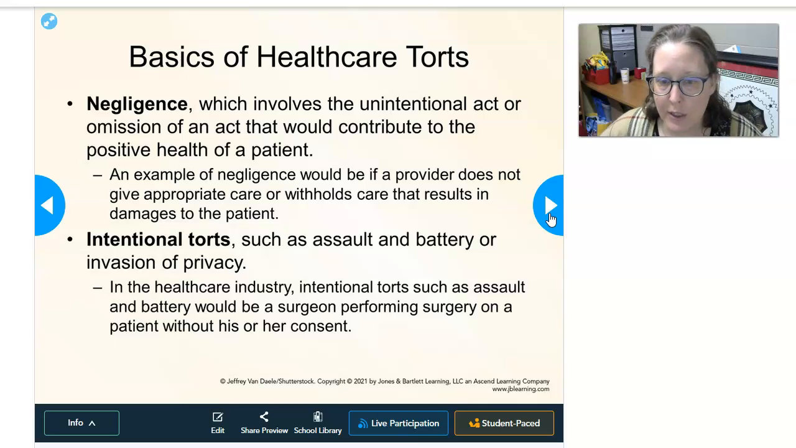In the healthcare industry, an intentional tort such as assault and battery, for example, would be our example of a surgeon performing surgery on a patient without his or her consent.